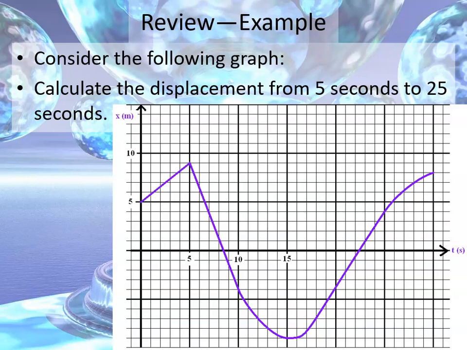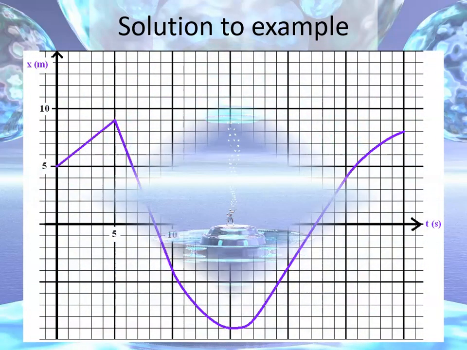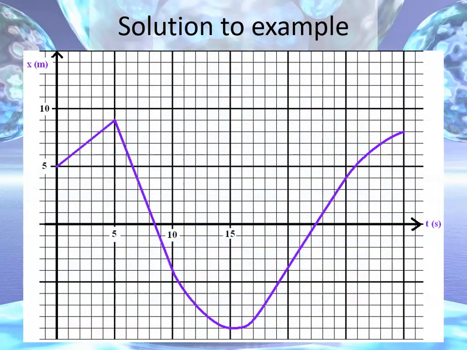Like in this example, calculate the displacement from 5 seconds to 25 seconds. Now when they say calculate, that means show your work. Even if it is trivial work, you still need to show it. Calculate the displacement means you're going to need to use the formula for displacement. So here's the graph, and we're going to pick off the points at 5 seconds and 25 seconds. At 5 seconds, the position was 9 meters. At 25 seconds, the position was 4 meters.